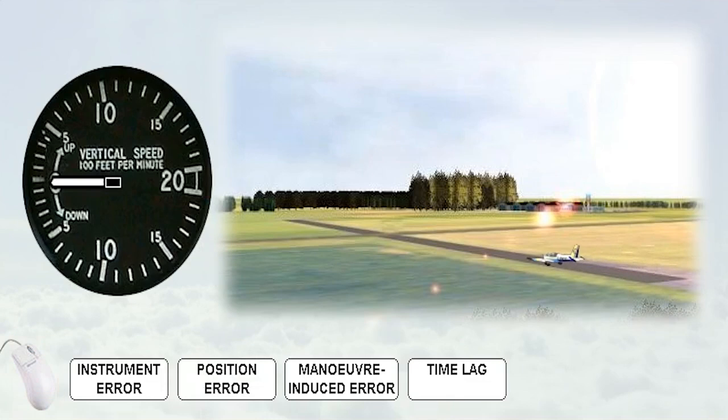If the static pressure is subject to position error, the vertical speed indicator will wrongly indicate a climb or descent when speed is suddenly changed. This is most noticeable during takeoff acceleration.